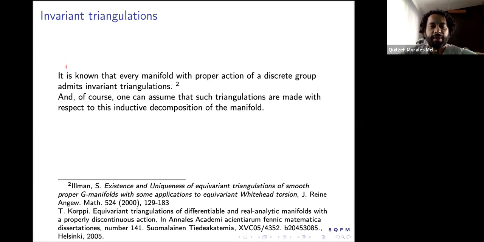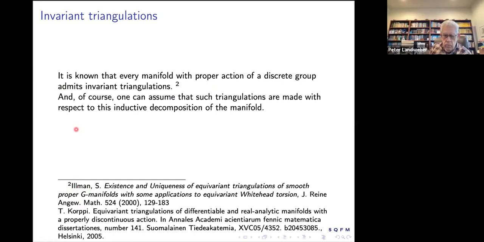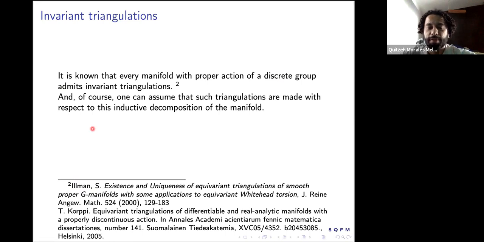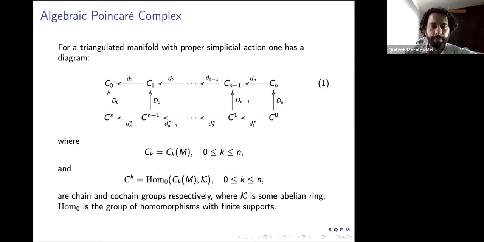Well, it is known that every manifold with proper action of a discrete group admits invariant triangulations. This is work of Illman and Corpi, his student. Well, one can assume such triangulations are made with respect to this inductive decomposition. So the boundary is triangulated, the interior and the outside separately and compatibly. Well, so one can translate the case of the manifold to the case of an algebraic Poincare complex.